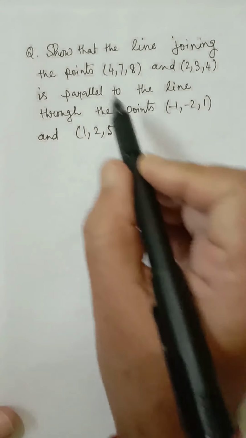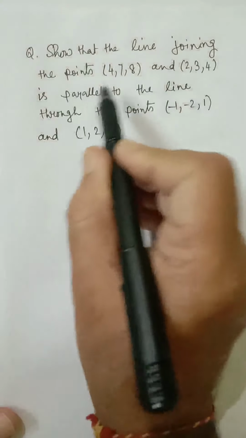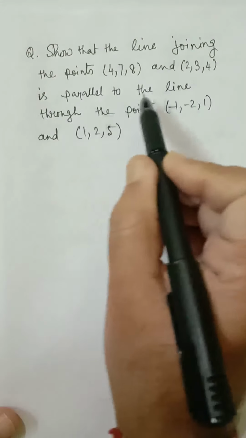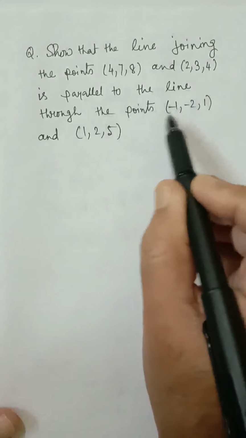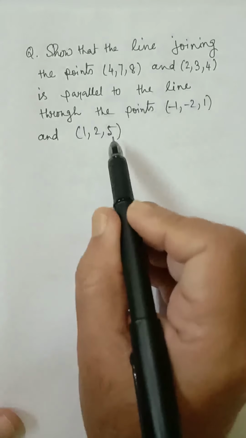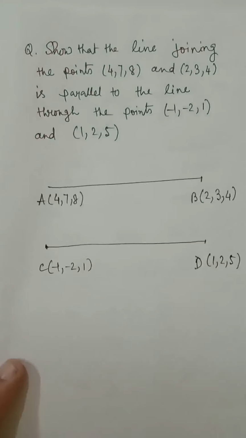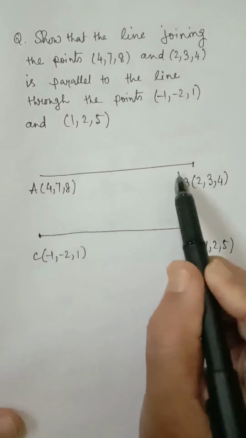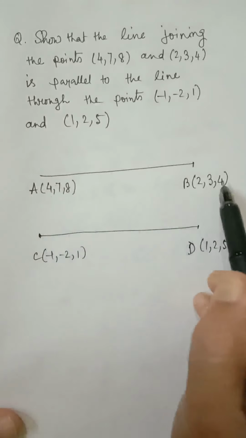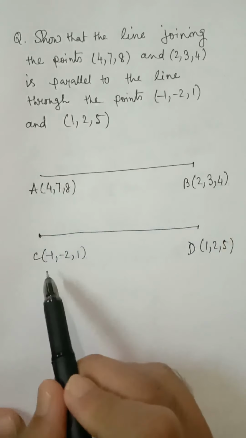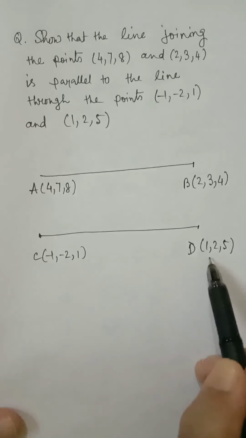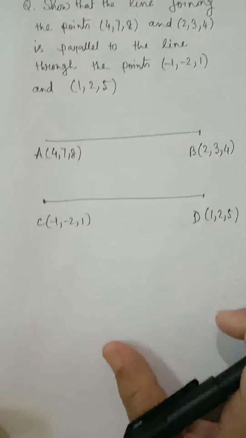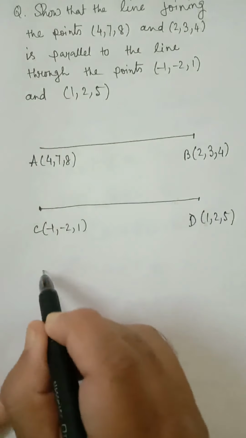Next question is, show that the line joining the points (4, 7, 8) and (2, 3, 4) is parallel to the line through the points (-1, -2, 1) and (1, 2, 5). So what we have to prove? The line joining A and B is parallel to the line joining C and D. We have to prove line joining AB is parallel to the line joining CD. So first of all, we will find direction ratios of AB.